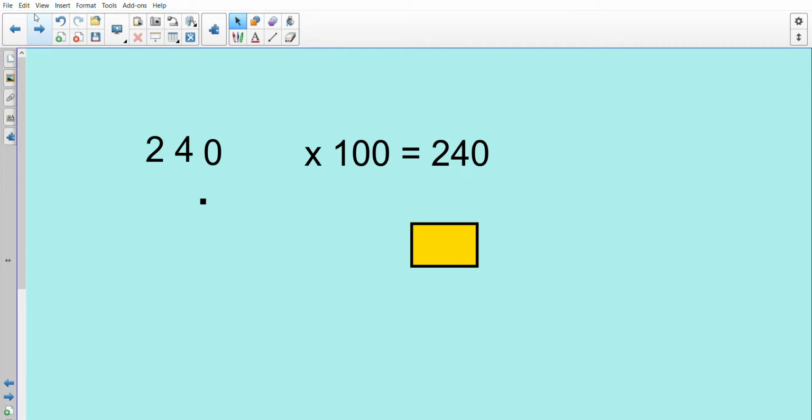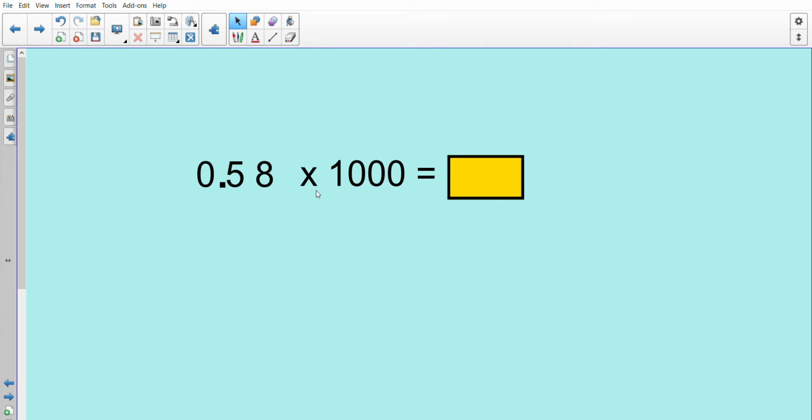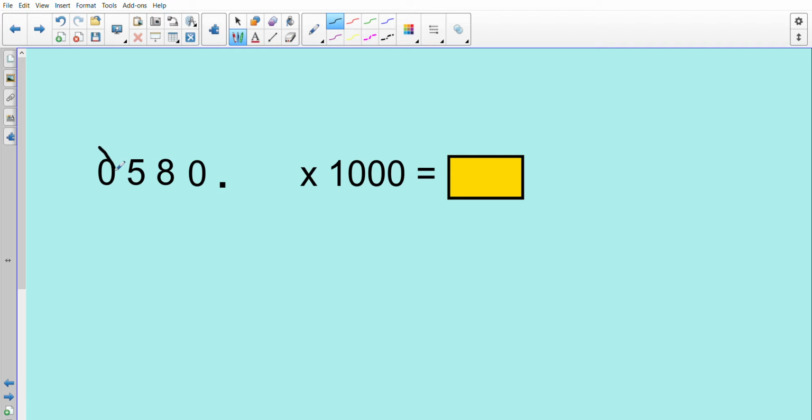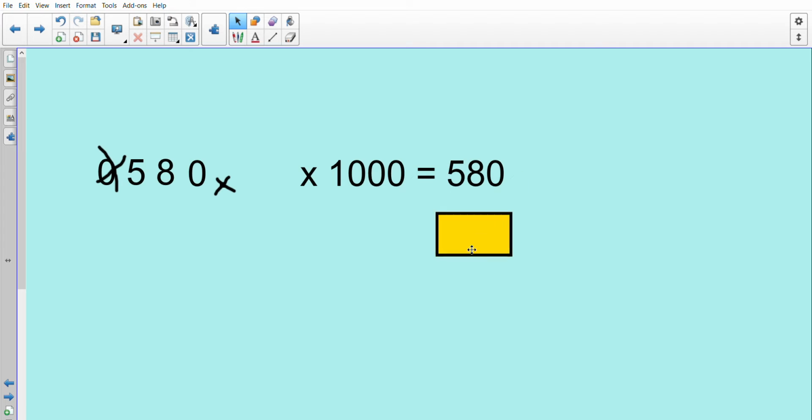Okay? And then we've got here 0.58 times 1000. Well, you guessed it right. 1000 has got 1, 2, 3 zeros. So we're going to move this number 3 places to the left. We need to do this really, really carefully. We go 1, 2, 3 places to the left. We've got one space there. So we put our 0 in here. And we get, well, what does this mean? 0.580. Well, that 0 there is meaningless. We can cross that out. And that decimal point doesn't mean anything. So the answer is 580.